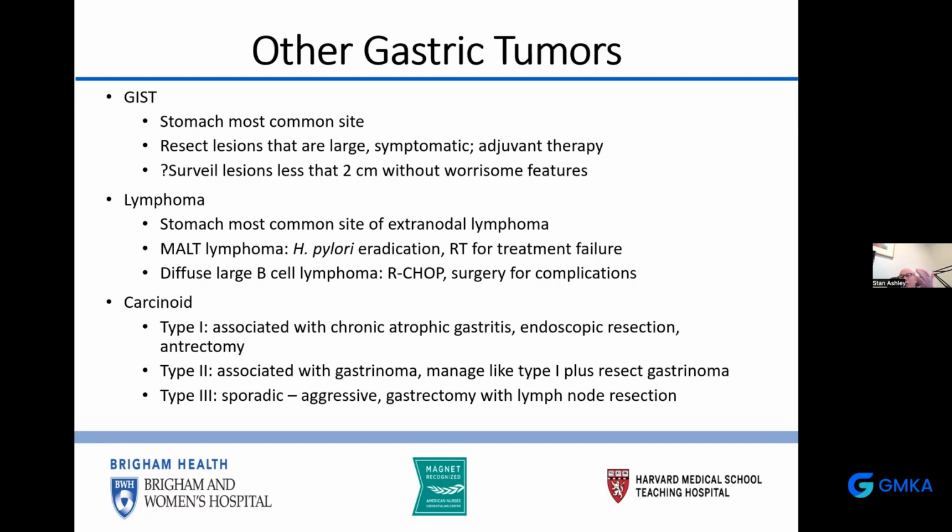Taking them out of the proximal stomach endoscopically and then doing an antrectomy to eliminate the source of gastrin is the treatment. They can also be associated with gastrinoma, and there the management is really around trying to do something for the gastrinoma. Antrectomy, if it's unresectable gastrinoma, will have some, but not as much effect. And then the sporadics are the more aggressive carcinoids of the stomach and are treated with gastrectomy and lymph node resection.